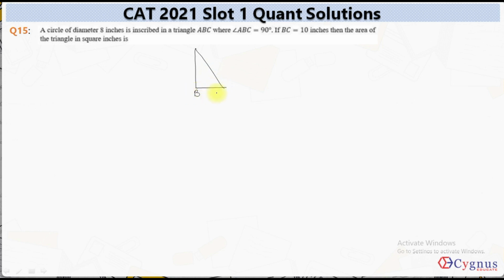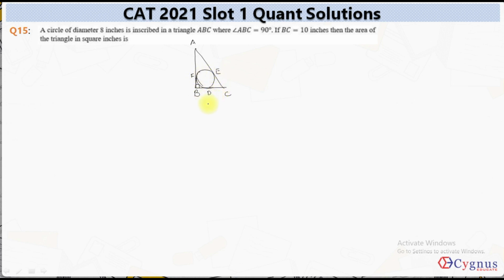This is B, this one is C, and this is A. This angle is 90. A circle was inscribed. This becomes the circle for me. Let's say this point is D, this one is E, this one is F, where the circle touches all the three sides. So it's an incircle for me.